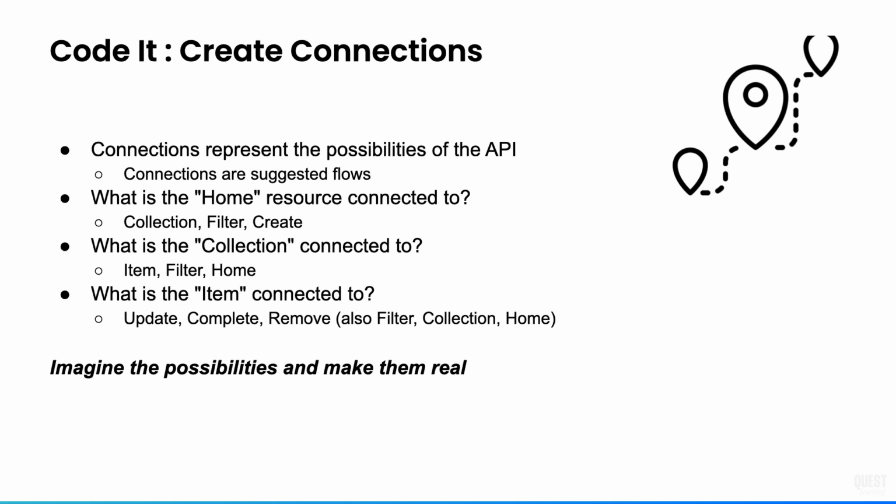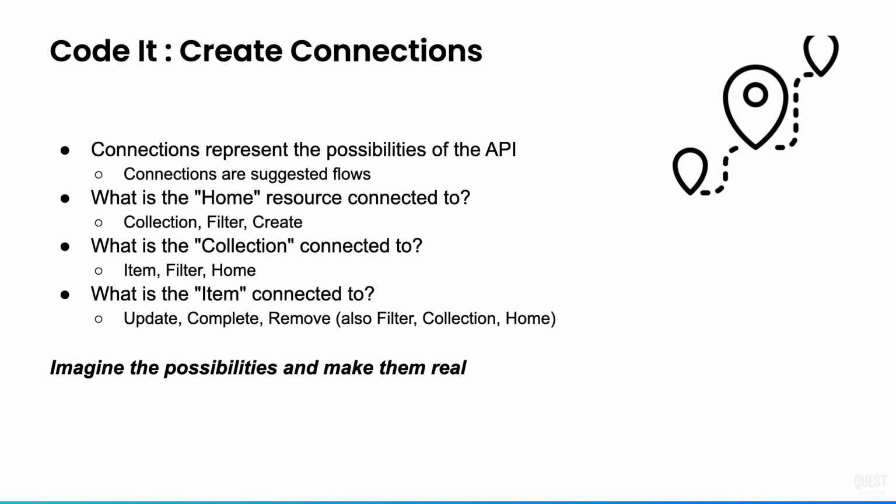For example, what is the home resource connected to? Well, it's connected to the collection or the list. It's connected to the filter, and it may even be connected to the create action. What is the collection connected to? That could be connected to individual items, or the filter connected back to home. And then what is the item resource connected to? That's connected to the update action or the complete action or the remove action. And it also is connected to filter, collection, and home as well.